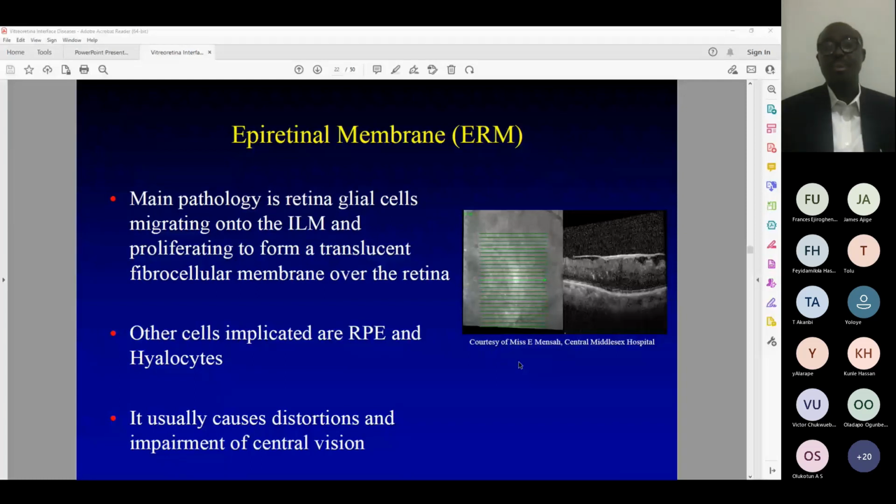The main pathology is glial cell proliferation on the internal limiting membrane, forming a translucent fibrocellular membrane over the retina. Other cells that are implicated in epiretinal membrane formation are RPE cells and hyalocytes, as we mentioned already. It usually causes distortions and impairment of central vision. Can I have the next slide?